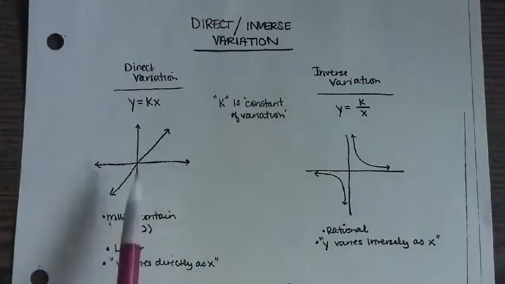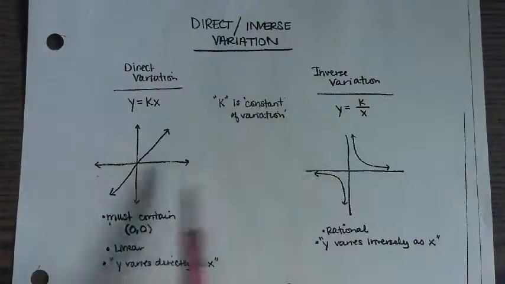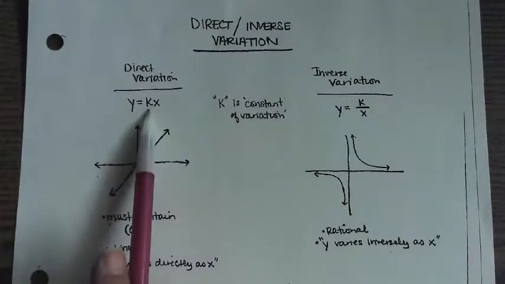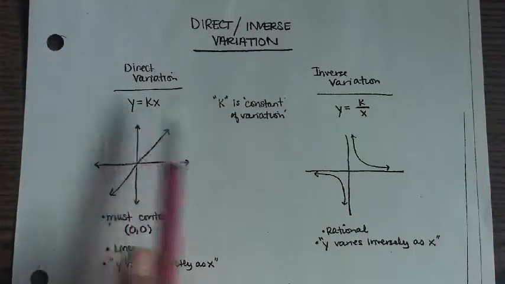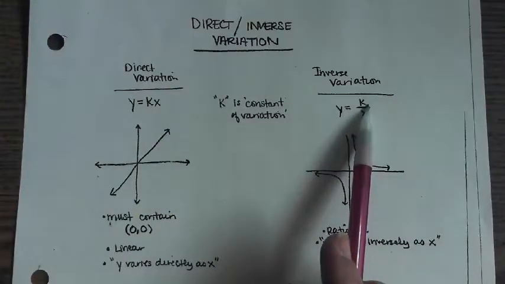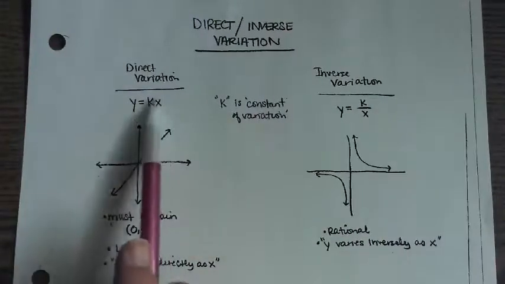The direct one is linear. We could have done this way back in linears, but I decided to save both variations so you could see how similar they were. This one, that k acts as the slope, but k in this context is called the constant of variation. I have that written here. And the k here, still called the constant of variation, but this rational has the variable in the denominator, this linear.